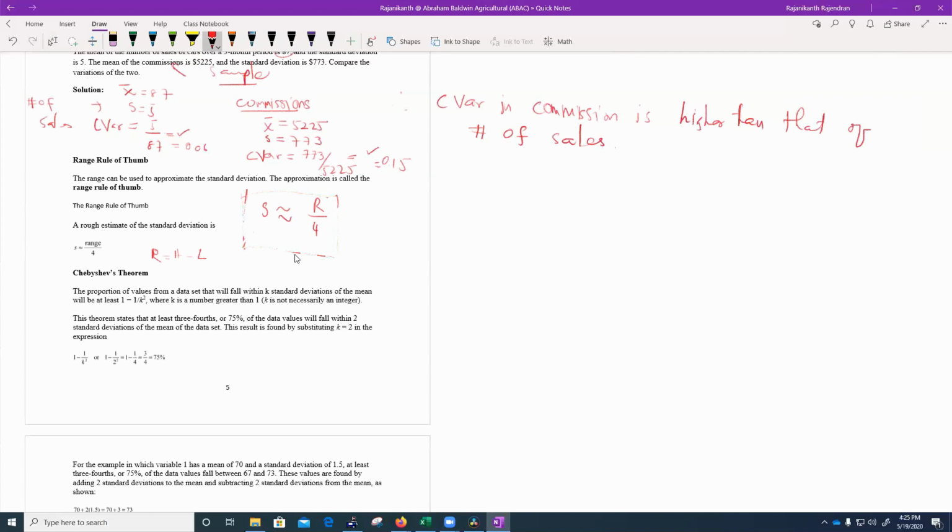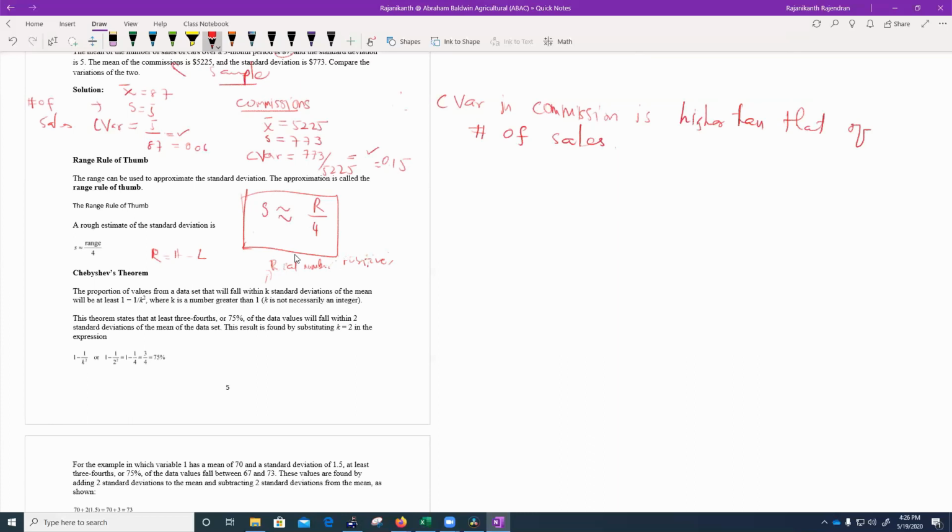Okay, so now let's move to a very, very important theorem in statistics. This is called Chebyshev's theorem. The theorem says that the proportion of values from a data set that will fall within k, where k is just a real number, any number. It is positive, so we consider it as positive, but not necessarily an integer, it can be any positive real number.